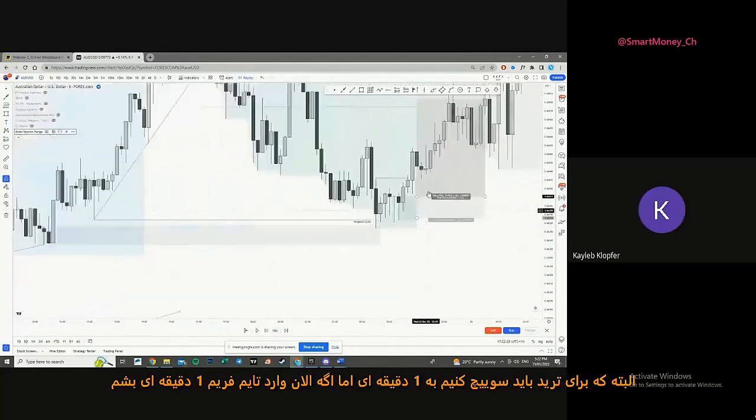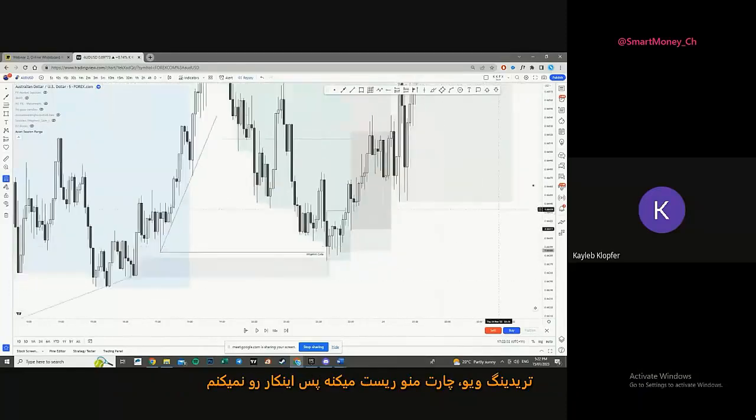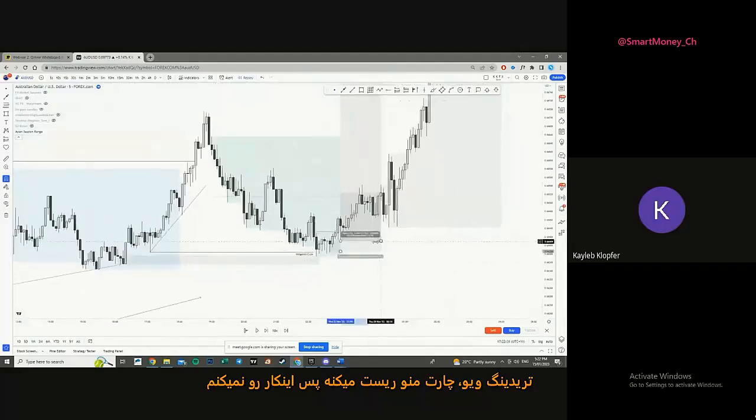Now from there, we have our trade. We need to go on the 1 minute, but if I go on the 1 minute, TradingView will reset my chart, so I won't bother doing that.